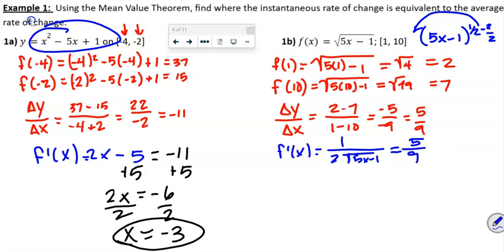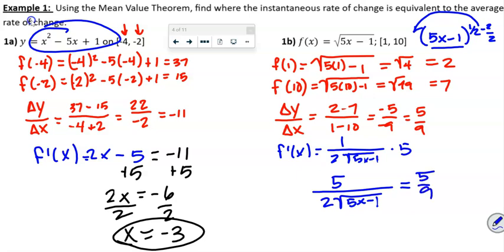Okay? Whoa, wait. I made a mistake. We still have to take the derivative of that, right? So that's going to be times 5. So when we do this, this is going to end up being 5 over 2 square root of 5x minus 1, because remember, we have to do the derivative of the inside function too. That's going to be equal to 5/9.